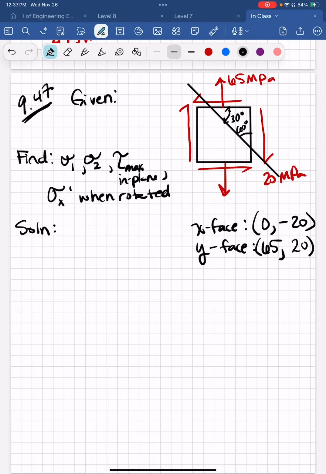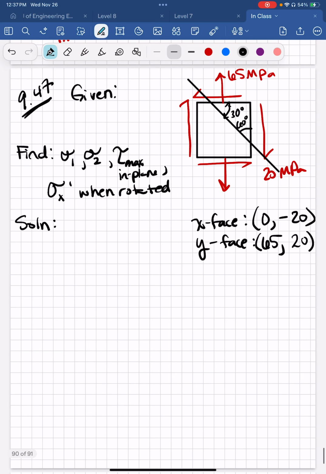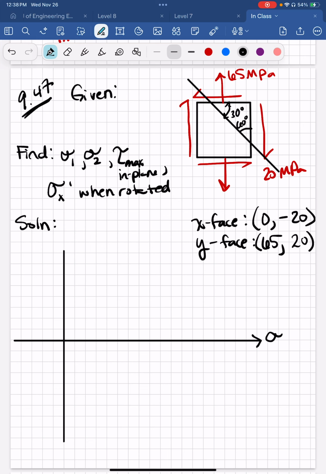So now we'll draw our Mohr circle. And so we have our 2 points. Let's see, we'll do something like this. Just draw on the axes first. So stress, positive tau. X face is 0, negative 20. So 0, and then negative 20, where negative is up. So go up to here.